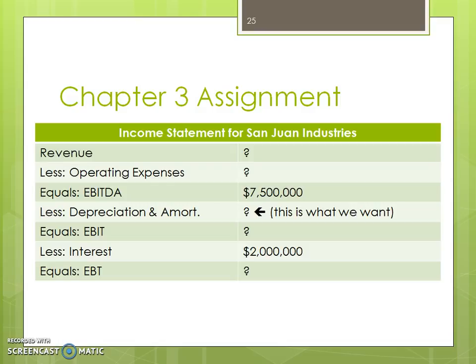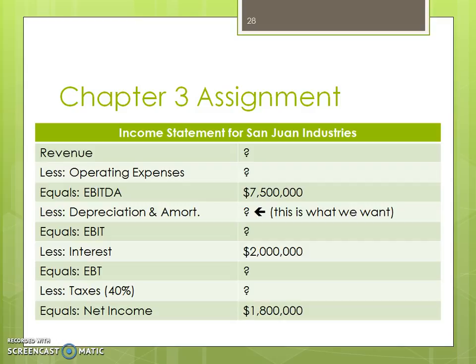The problem didn't tell us what that was, so we'll go ahead and put a question mark there. And then our last step is to deduct taxes. We don't know what the tax amount is, but we do know that the percentage is 40% tax rate. It's our average tax rate that's given to us in the problem. So we're not sure what the actual amount is, but we'll just denote the percentage at this point. Then once we deduct taxes from EBT, we're left with net income of 1.8 million.